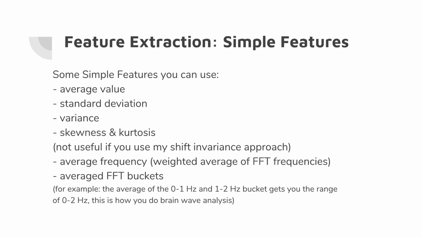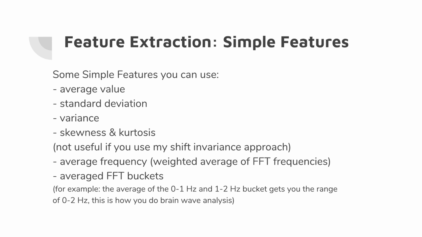So things like the minimum and maximum and the skewness and kurtosis may not necessarily work, especially if you use my shift invariance approach that I showed you earlier. Part of the reason for that is that you record the signal at skews to either side, so the skewness may not be useful to you at all. But the variance and sometimes the average value can still prove useful, as well as the standard deviation.